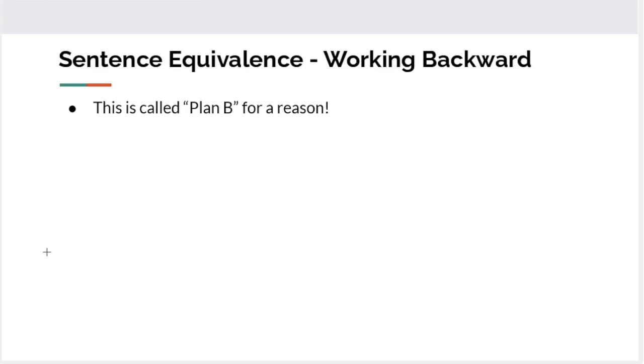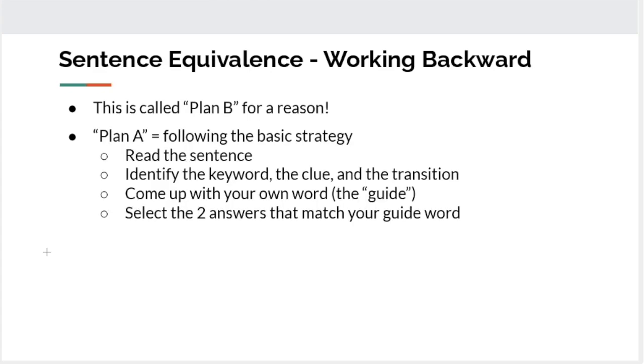But again, we call this Plan B for a reason, because Plan A is what we want as our go-to strategy, and this should be something that you know forward and backward by now. Reading the sentence, identifying the keyword clue and transition, coming up with your own word, selecting the two answers that match it, and hopefully this has become something like a habit or even an instinct by now.